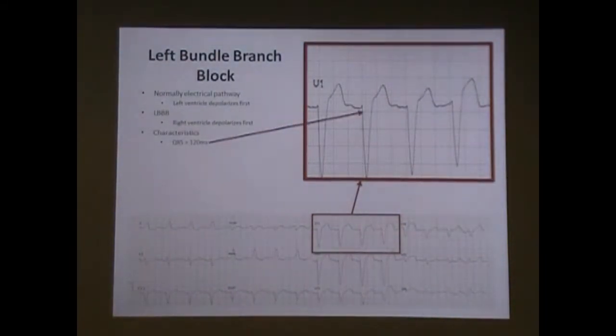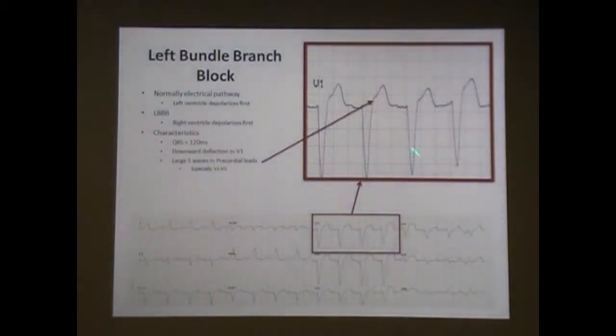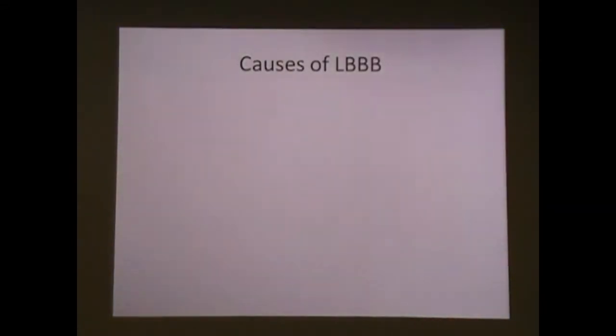Left bundle branch block is characterized by a QRS greater than 120 milliseconds, downward deflection in V1, and a large S wave. We're going to talk in a minute about S waves, but it's that swooping nature coming off the QRS, and it swoops out into the ST segment instead of coming straight up. We'll talk a little bit more about that in a few minutes. They can produce the bunny ears, but the bunny ears are not the indicator of the bundle branch block. It's the widened QRS.